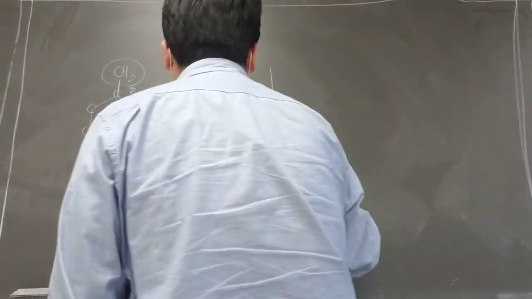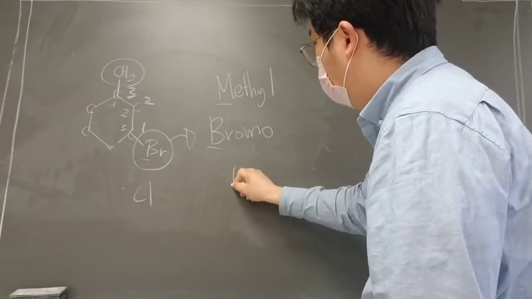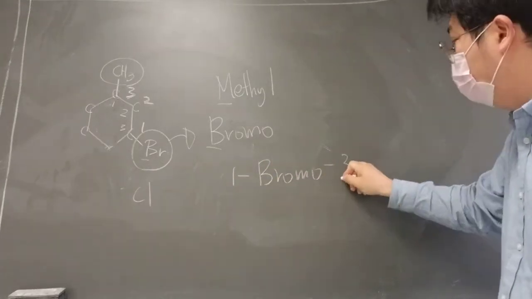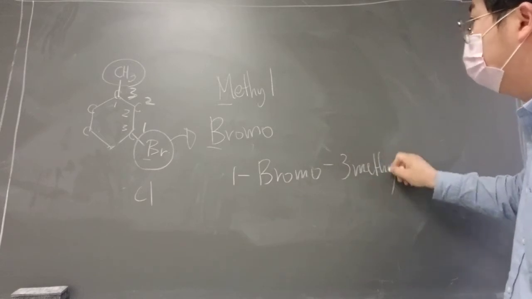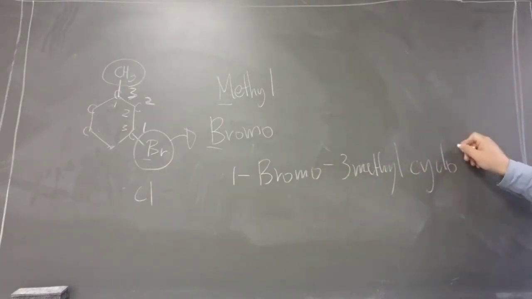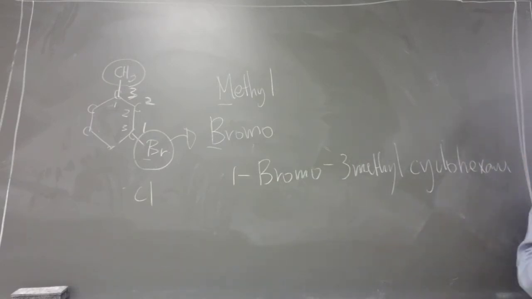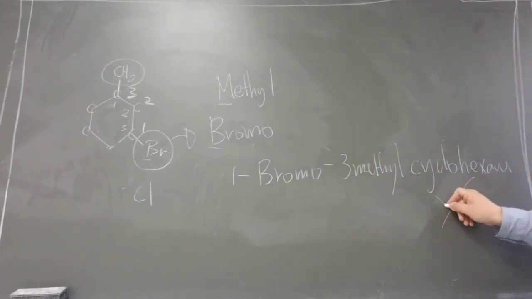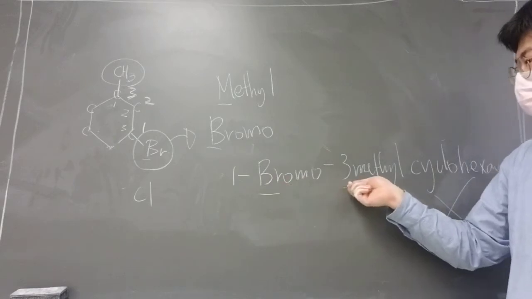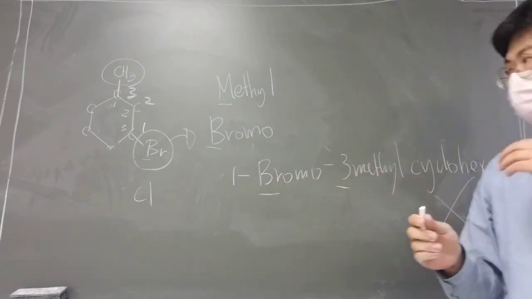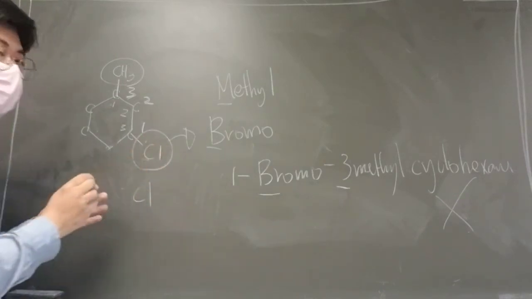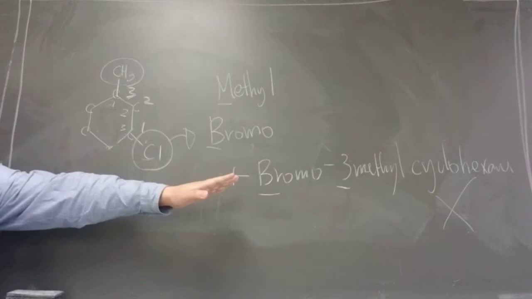So this will be 1 bromo, 3 methyl, cyclohexane. It's not going to be 1 methyl, 3 bromo, cyclohexane, because of the alphabetical order. So if we change this to chlorine, it would have been what? 1 chloro. Yeah, perfect.